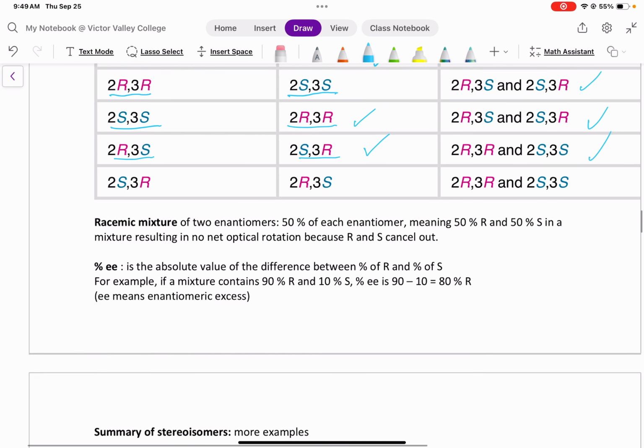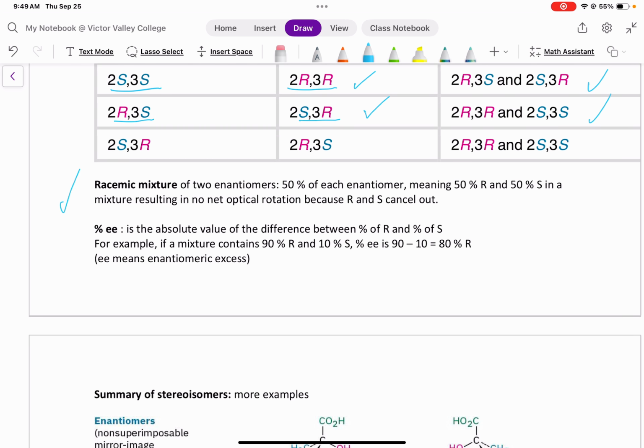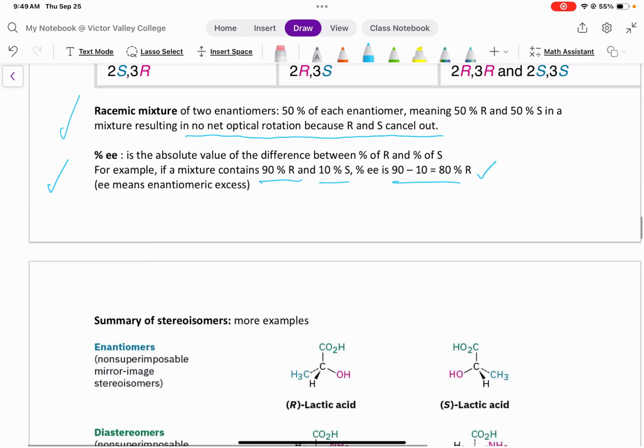All right. Here's a review of racemic mixture, 50% of each. No net optical rotation because R and S cancel out. This is a mixture though. Each compound is chiral. Percent ee, we talked about that. If you got 90% R, 10% S, so the difference is 80% extra R, right? Because 10% cancels out.